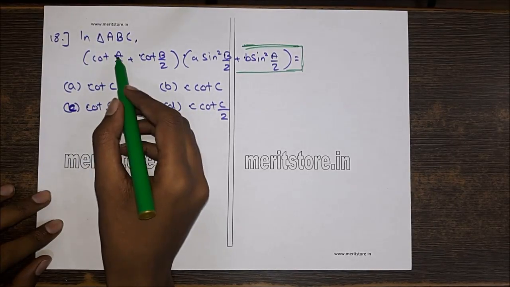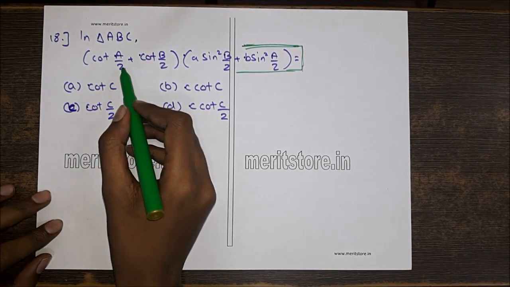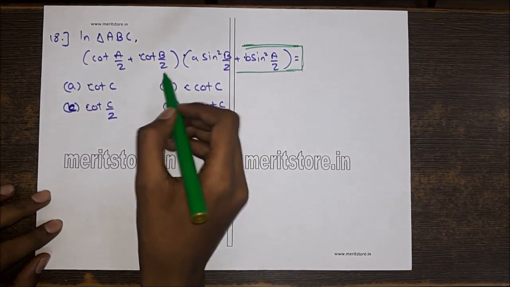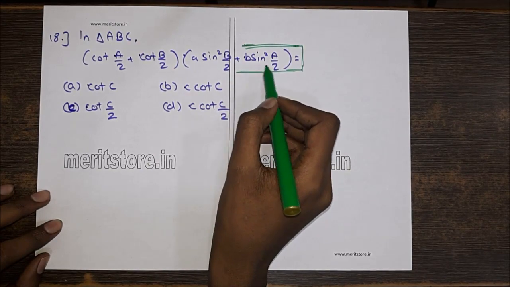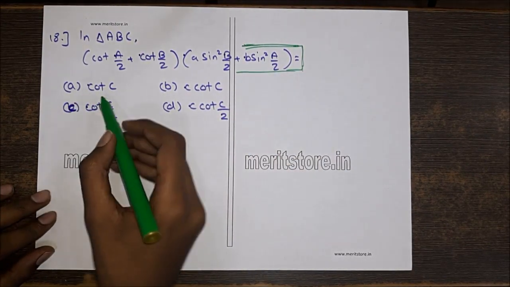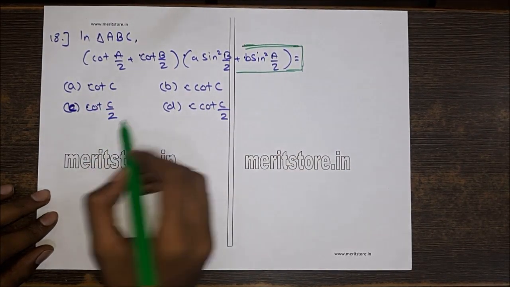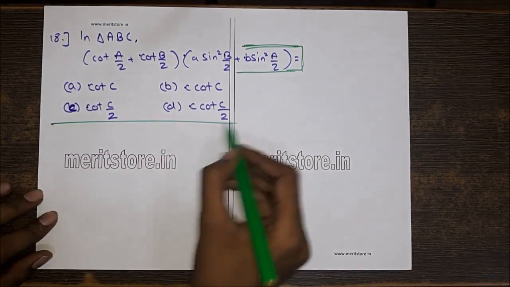In triangle ABC, (cot of A by 2 plus cot of B by 2) into (a sin square B by 2 plus b sin square A by 2) is equal to, the options are cot C, C cot C by 2 and c cot C by 2.